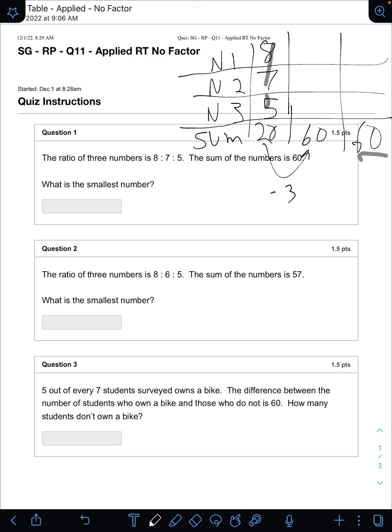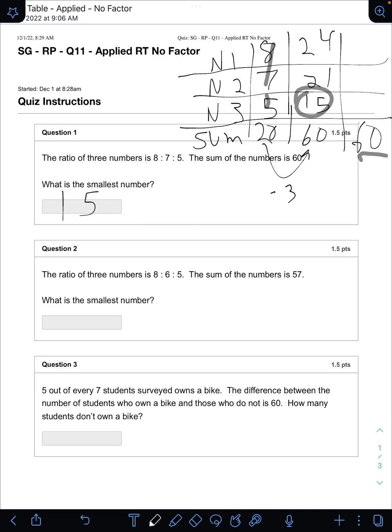So that's a 60. And that's a 15. And that's a 21. And that's 24. They all add up to 60. The ratios are the same. So here are my original three numbers. Now what do I want? I wanted the smallest number. Well, in this case, the smallest number was 15. Okay, kind of weird, right? Let's do it again.